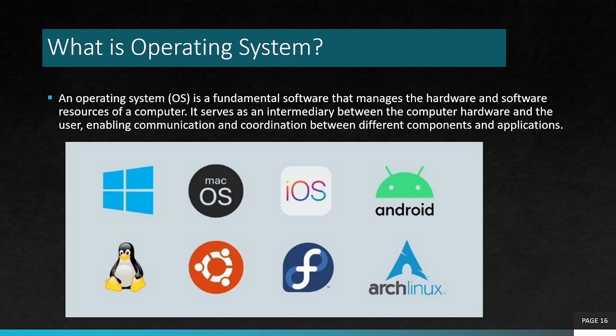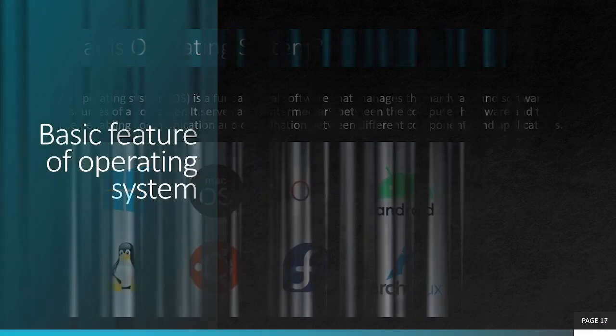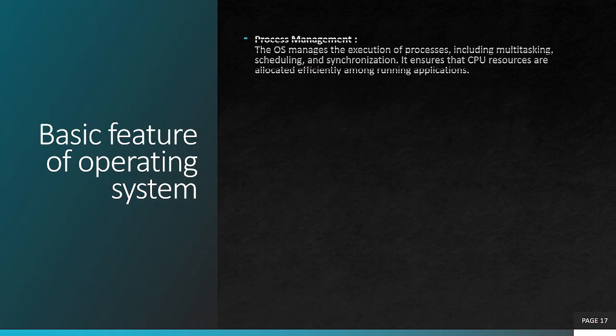And every operating system comes with some basic features. The basic features are process management. What do we mean by process management? The meaning of process management is to handle the CPU allocations. If any process is running, then how much CPU it should allocate, how much CPU it will occupy. That is the thing done in process management.